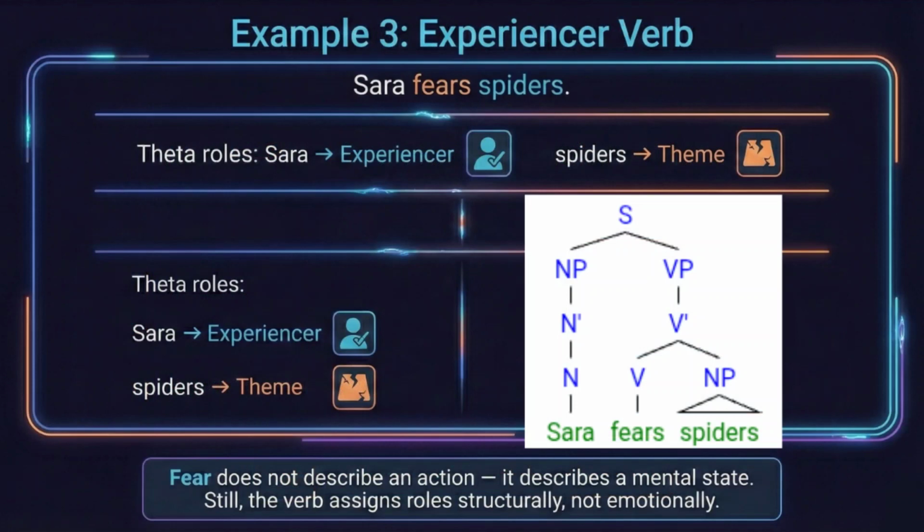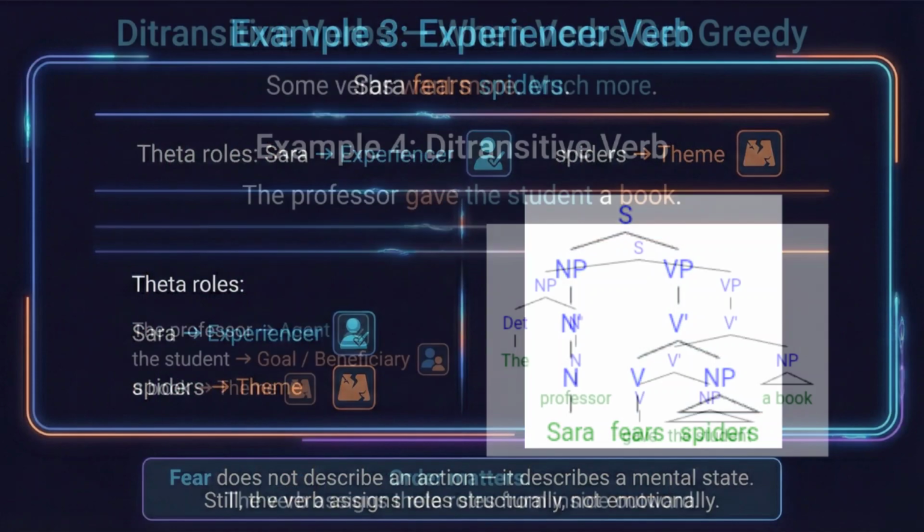Now let's look at the third example. Experiencer verb. Sentence: Sarah fears spiders. Theta roles: Sarah is experiencer, spiders is theme. Here, the tree diagram shows that fear takes spiders as its complement. Fear does not describe an action, it describes a mental state. Still, the verb assigns roles structurally, not emotionally.